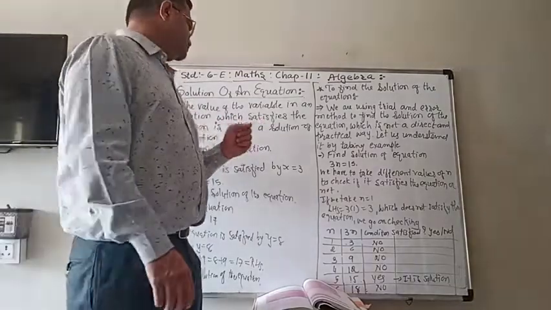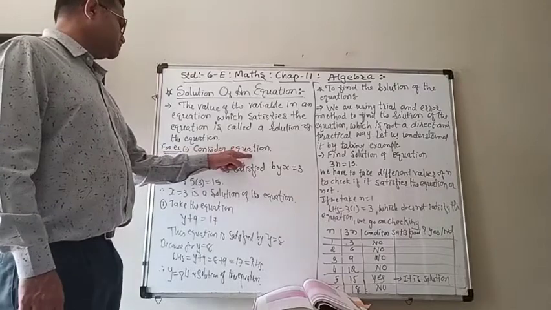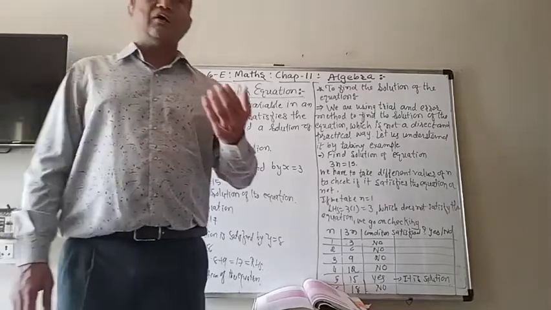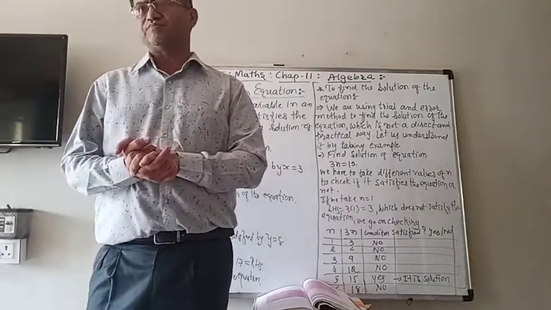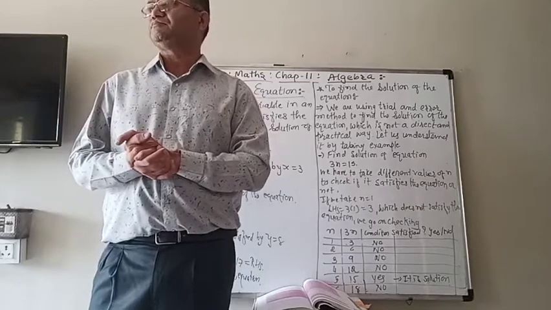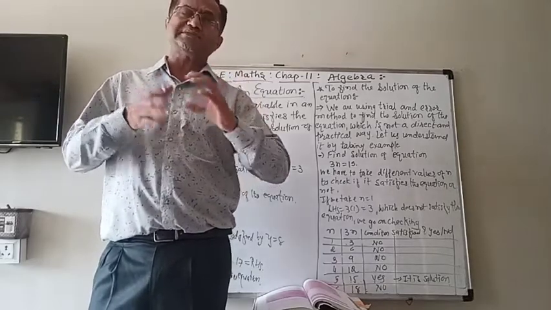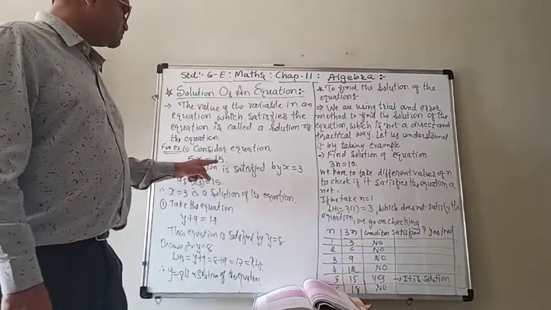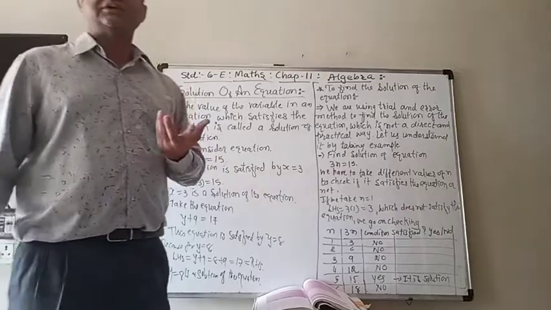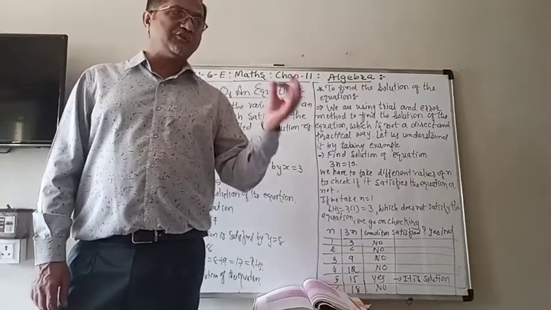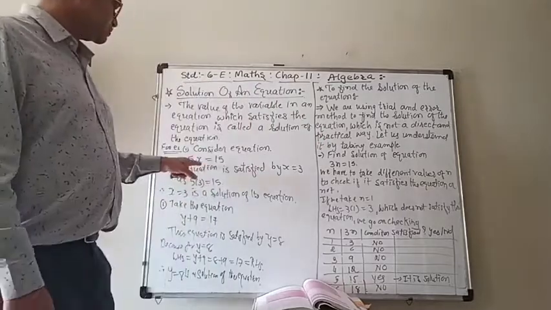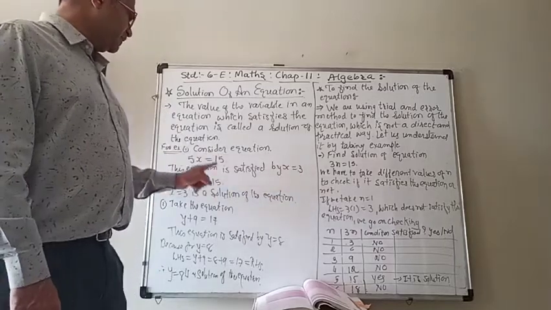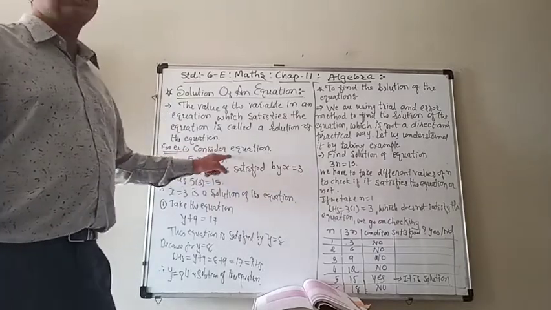For example, if we consider the equation 5x equals 15. Now, on LHS, 5x is there. Which value of x can we use such that when we multiply it with 5, the answer becomes 15? We know that 5 3s are 15. It means that if you put x equal to 3, then only this equation is satisfied.